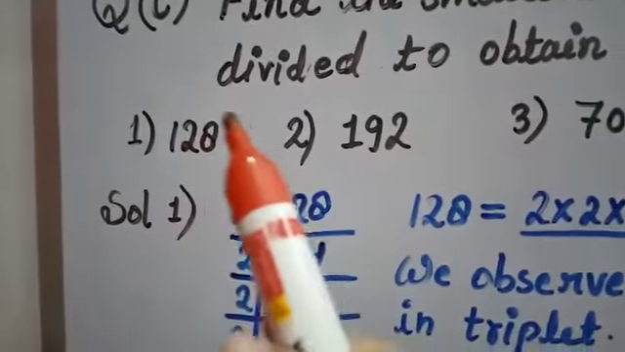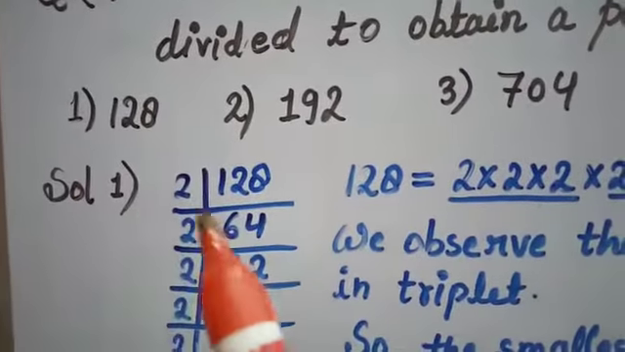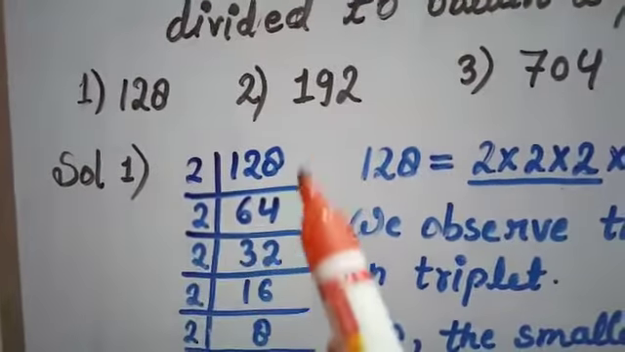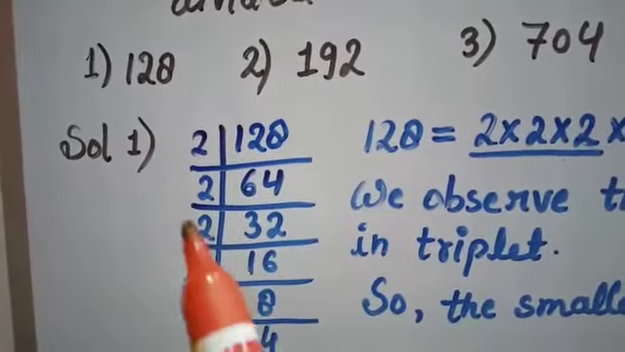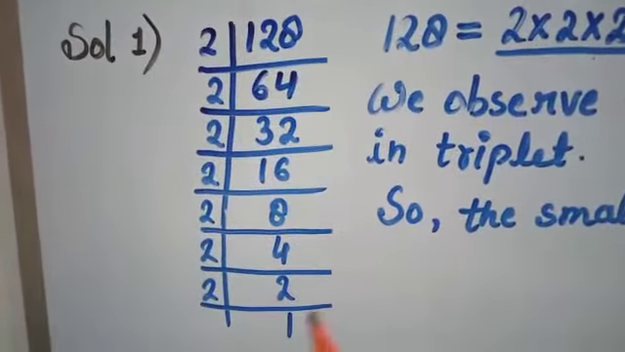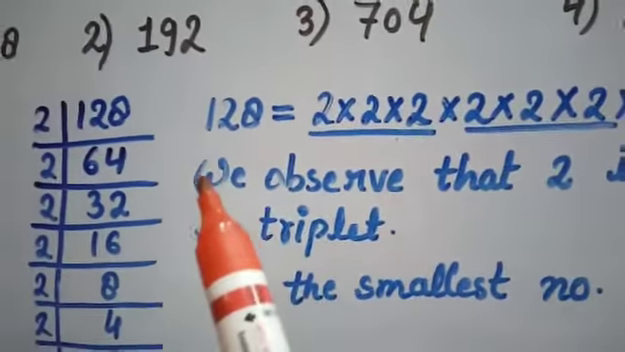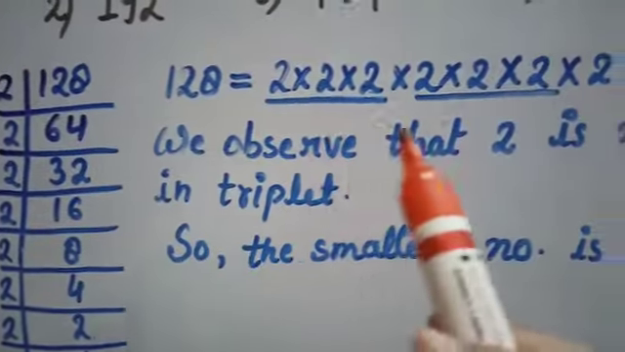First part is 128. We will do prime factors of 128. 2 6s are 12, 2 3s are 6, 2 1s are 2. So prime factors of 128 are 7 times 2 in multiply.